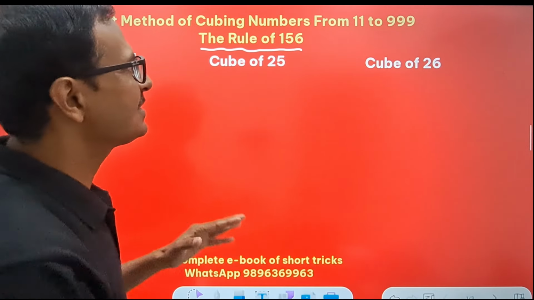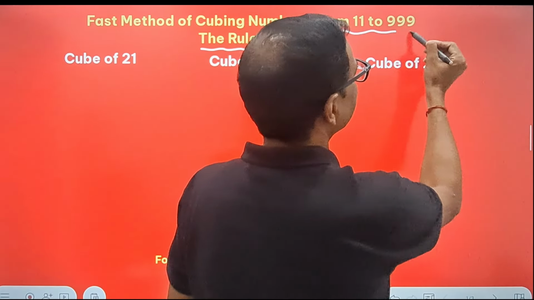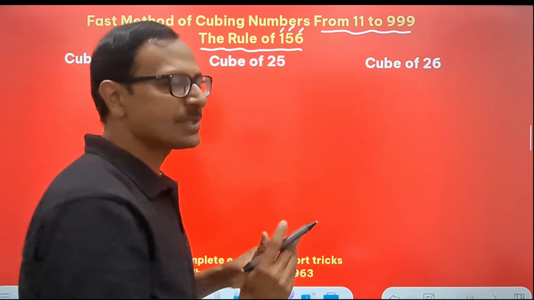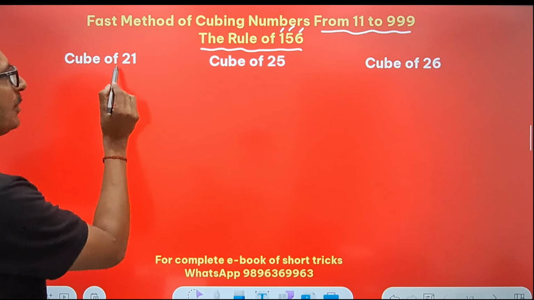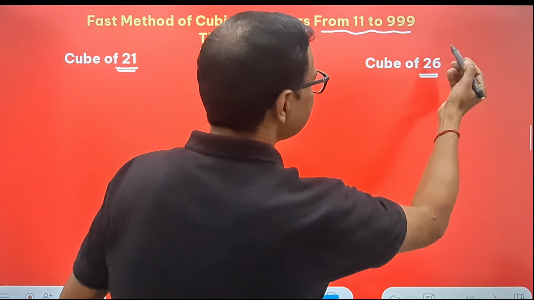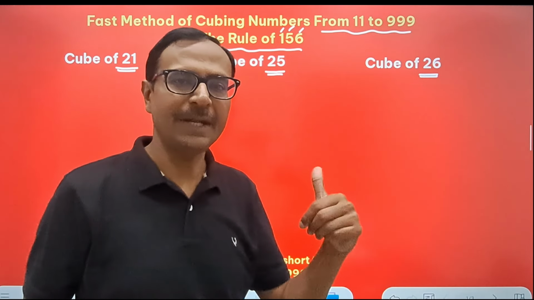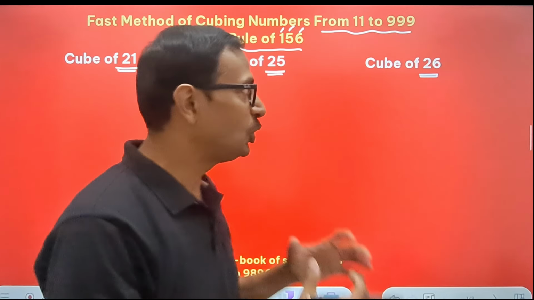So 156, what does 156 mean? It means that all those numbers from 11 to 999, that is 2-digit numbers and 3-digit numbers, which end with either 1 or 5 or 6. So you can see I have taken a basic example here. 21 ends in 1, 25 ends in 5 and 26 ends in 6. The rule of 156 can be applied to all the three numbers to find the cube. So watch the entire video. I am going to take up huge numbers, 3-digit numbers also, and find the cube of those numbers easily.